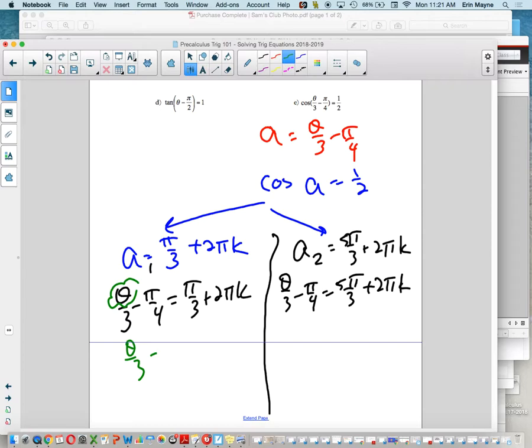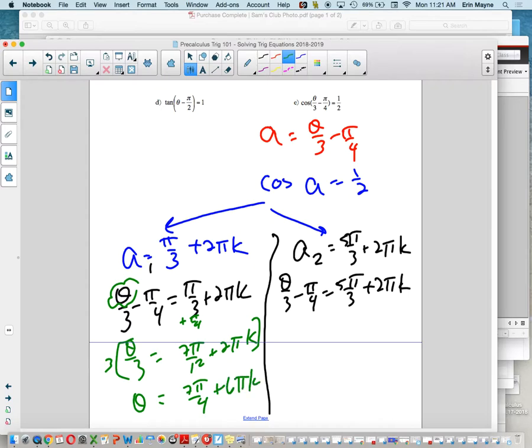Okay. So for the record, if I add pi over 4, does that affect the period? No. So this is theta over 3 equals pi over 3 plus pi over 4. What is that? 7 pi over 12, plus 2 pi k. Next step. Does that affect the period? Absolutely. So this is theta equals 7 pi over 4 plus 6 pi k.